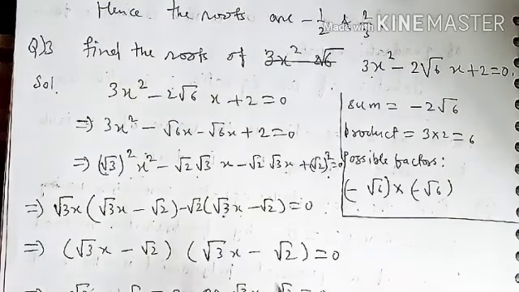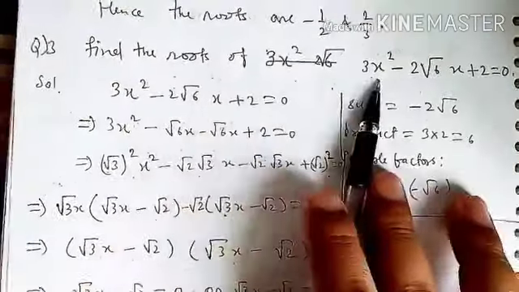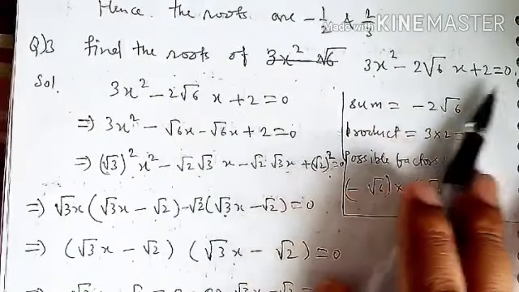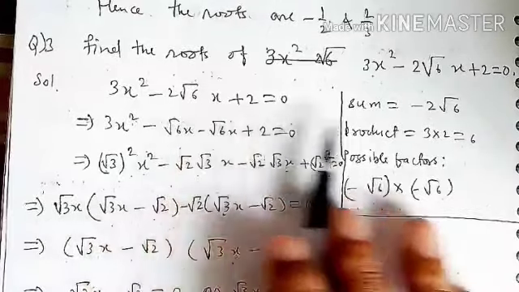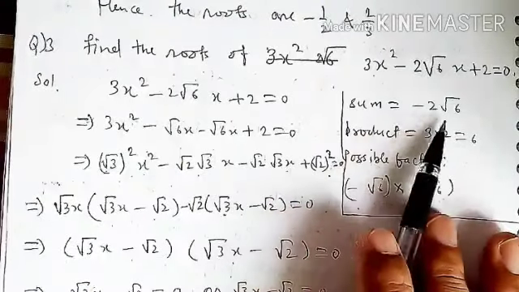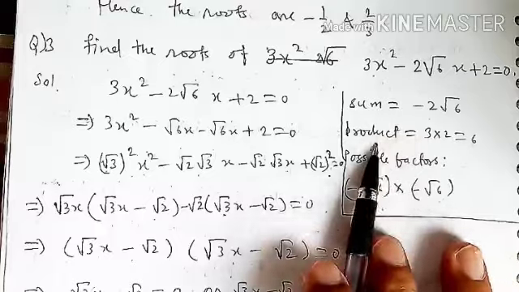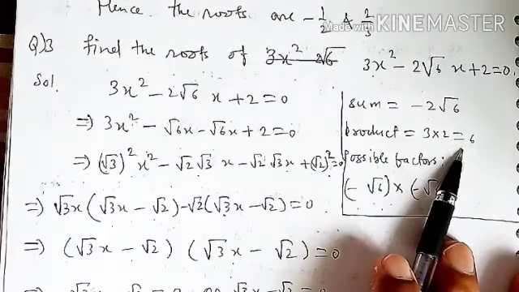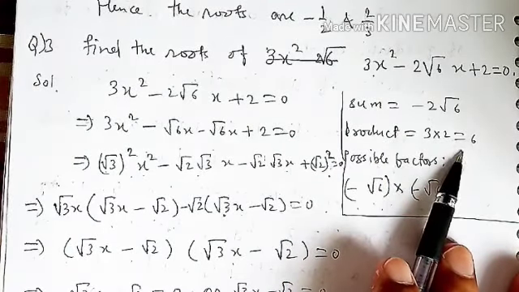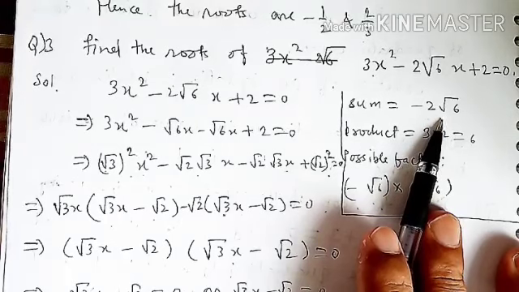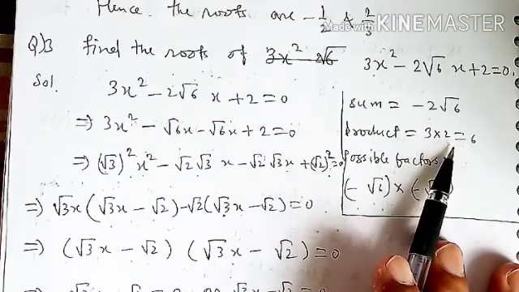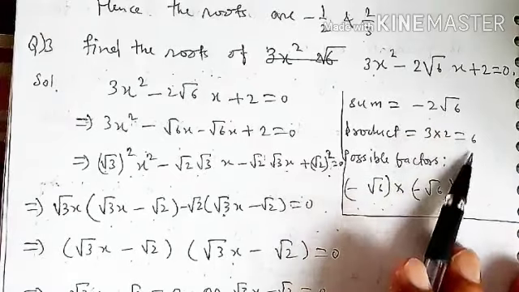Now the next question is, find the roots of 3x square minus 2 root 6x plus 2 is equal to 0. Here in the same way, we have to think of two numbers whose sum is minus 2 root 6 and product is 3 into 2, which is 6. So we have to think of two irrational numbers so that the sum will be minus 2 root 6. And we have to think of both negative so that the sum is negative and the product is positive.